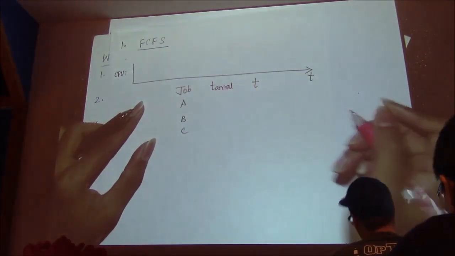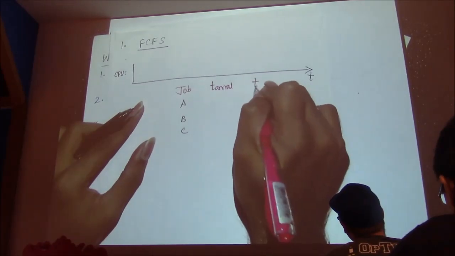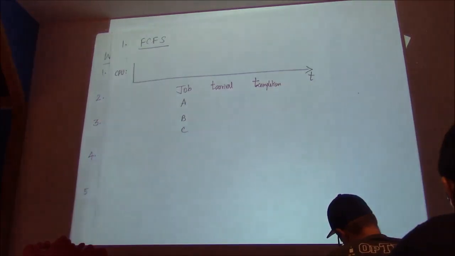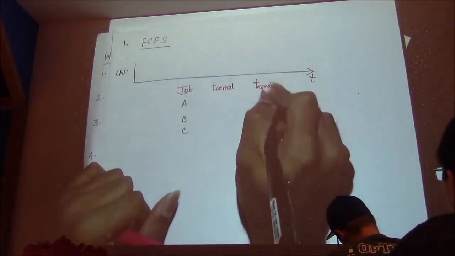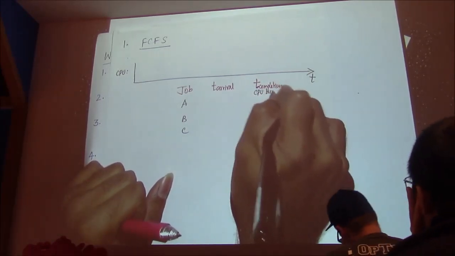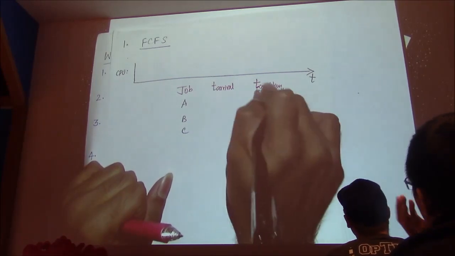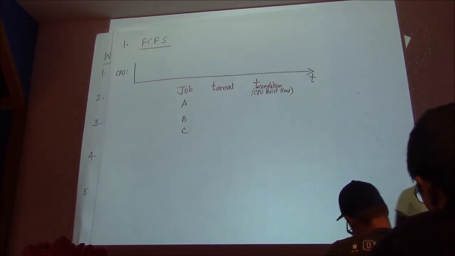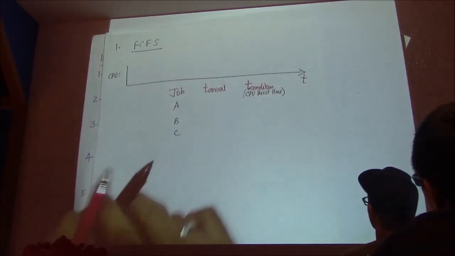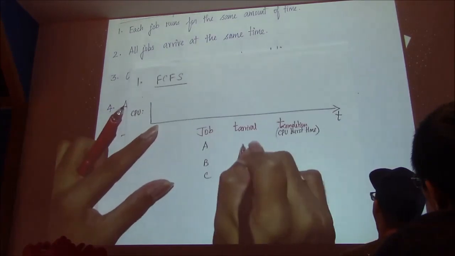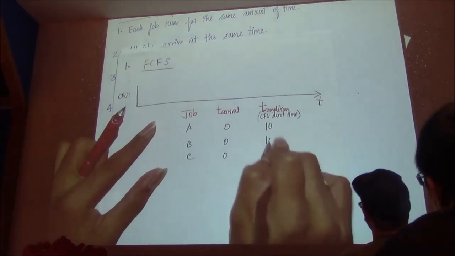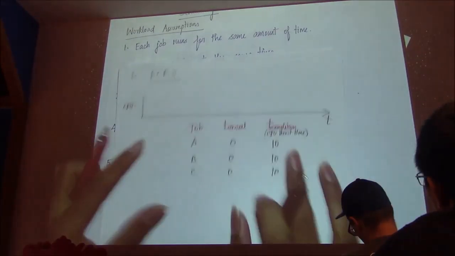And one more parameter is the time for completion. You may name it in any way, but usually in the CPU scheduling literature, it's called the CPU burst time, or how much time in the CPU this job needs to complete, okay? That's all this means. Based on our assumptions, all three jobs arrive at time 0, and the time for completion for each job is just 10 seconds, because each job runs for the same amount of time, okay?